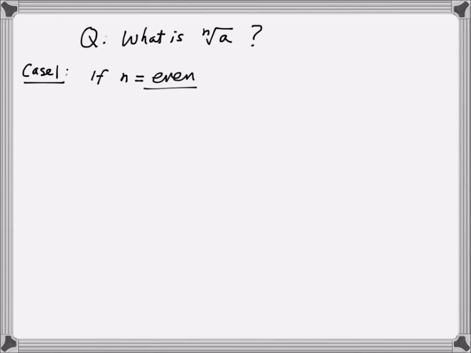Now we're ready to answer the question, what is the nth root of a? Consider the first case, if n is even. Suppose the nth root of a is equal to some number b. Then it's equivalent to think of this problem as b raised to the nth power equals a. You can imagine getting that equation simply by taking the nth power of both sides. Our task is to figure out what b is if n is even.